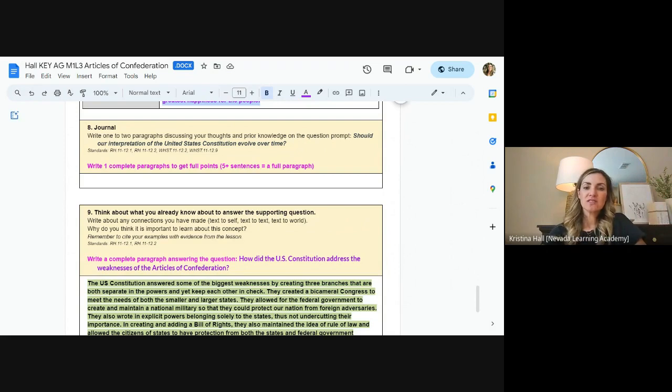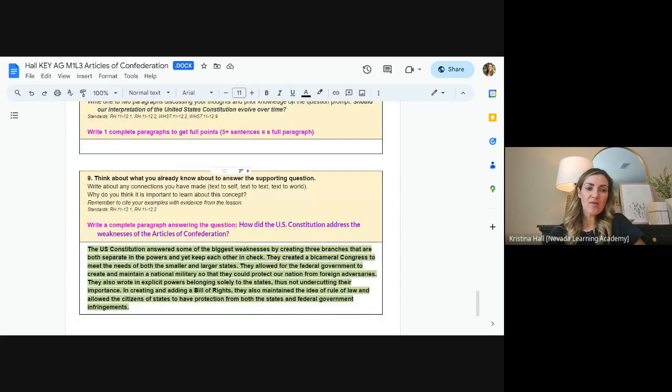Should we interpret the United States Constitution, or should our interpretation of the United States Constitution evolve over time? All right, so yes or no, and give reasons why or why not, okay? And then write about a connection you have on why you think it is important to learn about this concept, okay? Meaning the key central question: how did the U.S. Constitution address the weaknesses of the Articles of Confederation?